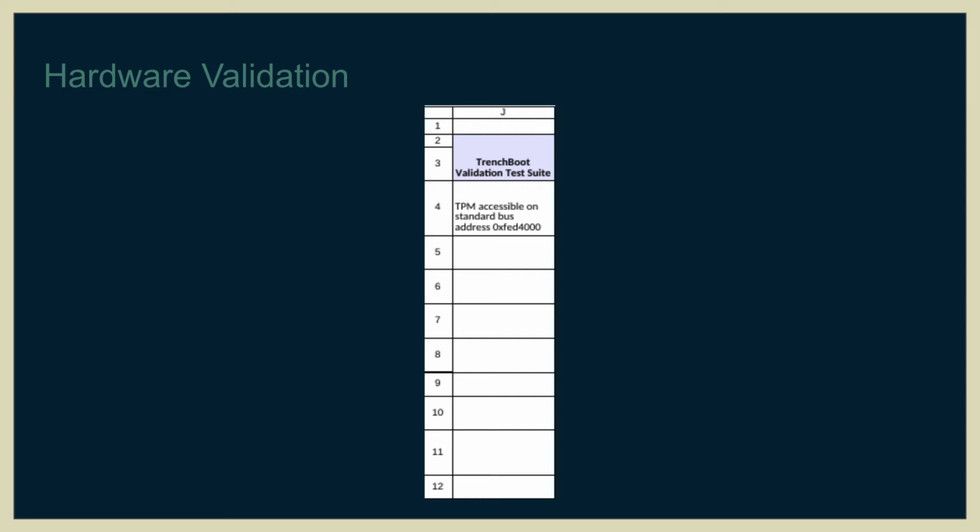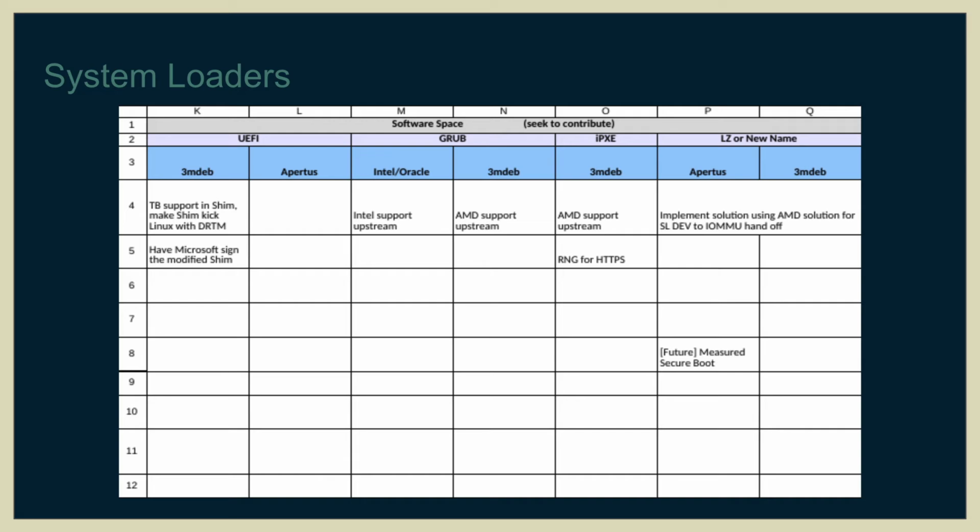Moving on to the software, the first area of software is the system loaders. In terms of system loaders for UEFI, one of the things 3mdeb is looking to do is add DRTM preamble support to the shims, to the two shim implementations that are out there, or one or both. When that is merged upstream, the next revision of the shim that's released and signed by Microsoft would result in being able to more or less directly DRTM launch your kernel from UEFI.